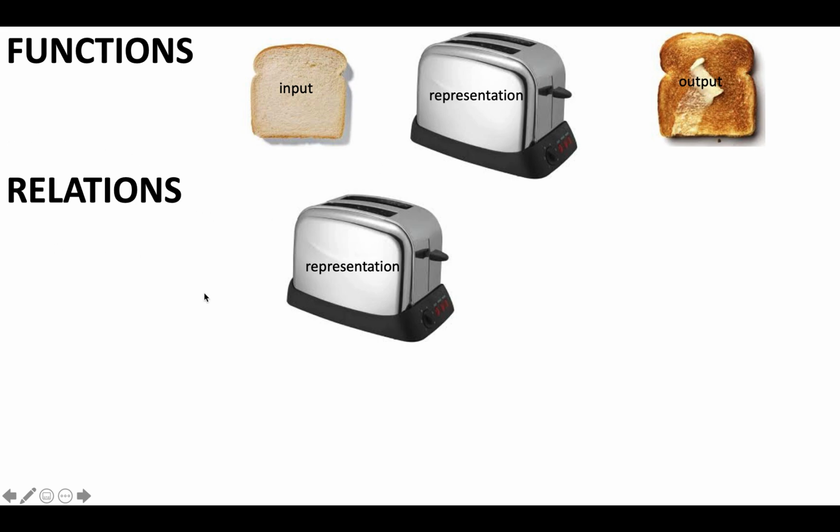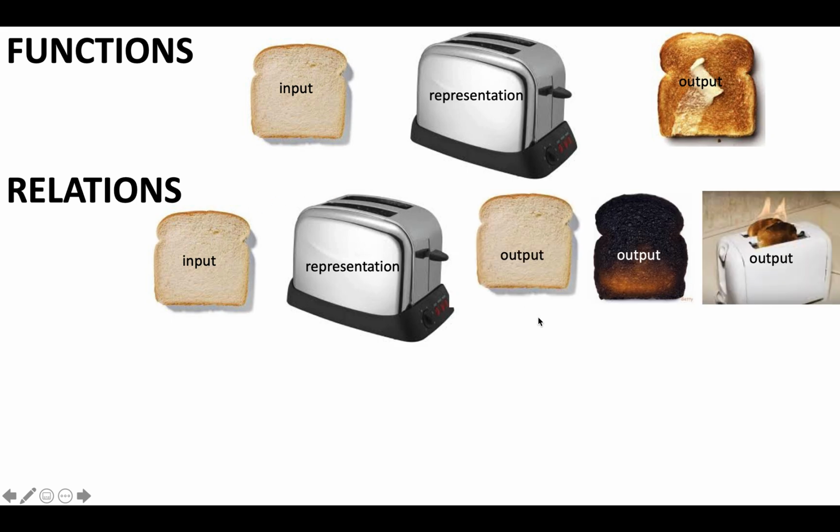So a relation is something that is not working, a function that's not working, or a toaster that's not working. So if a toaster's not working and I put bread in, there's a couple things that could happen. If it's not working, I could get just bread out. If it's not working, it could burn my bread. And if it's really not working, then it could catch on fire, which is not good. So we're going to be talking about inputs and outputs today in terms of functions.